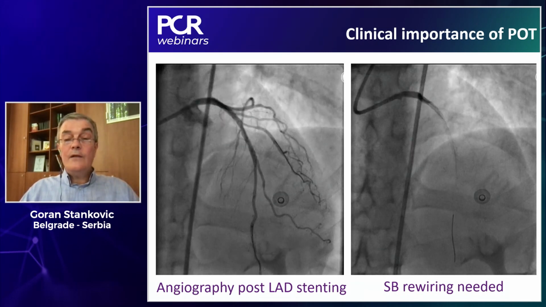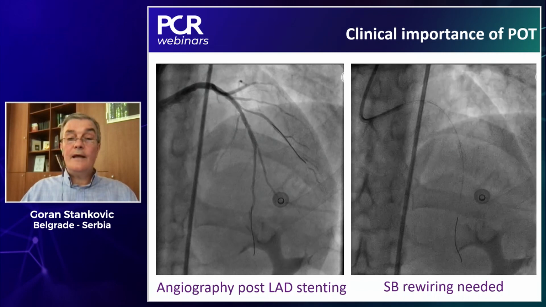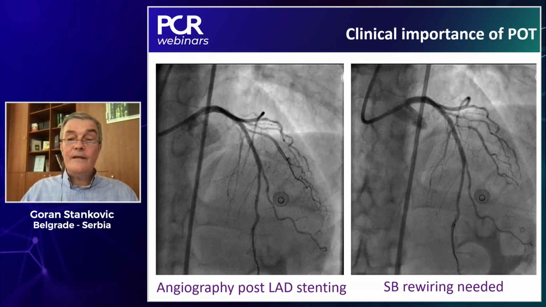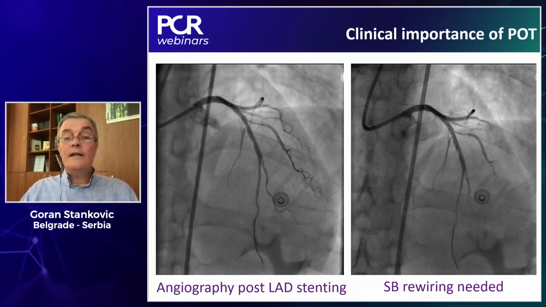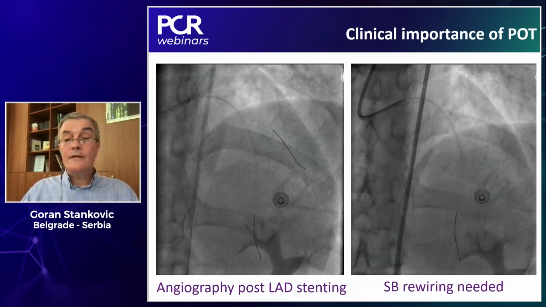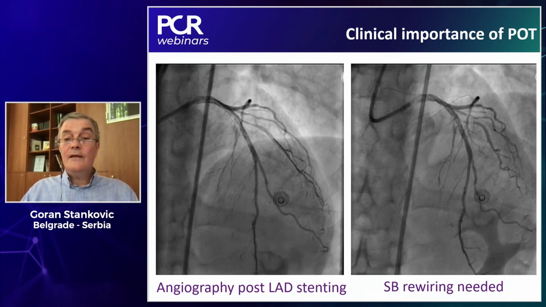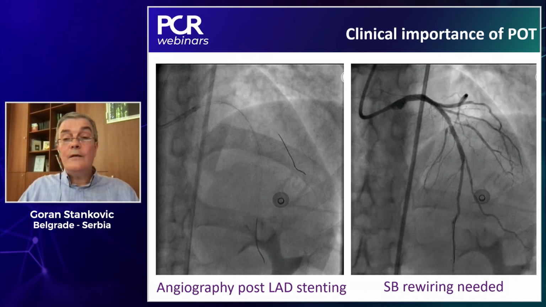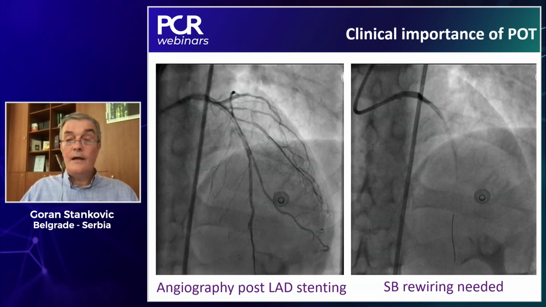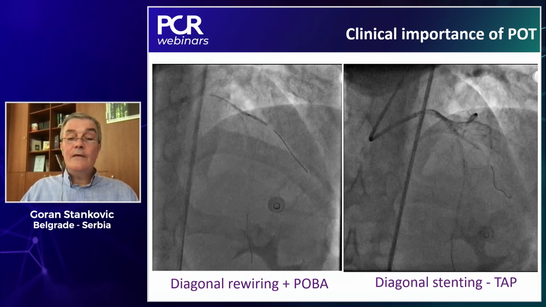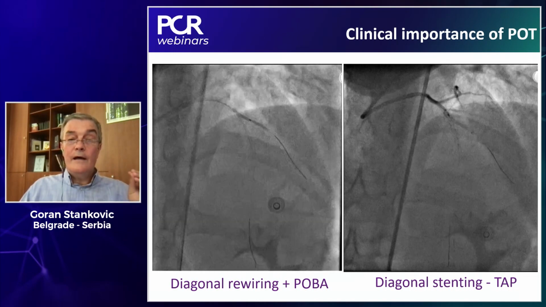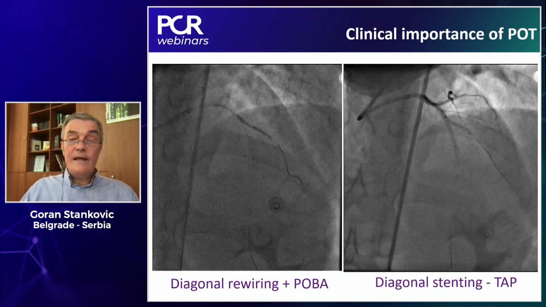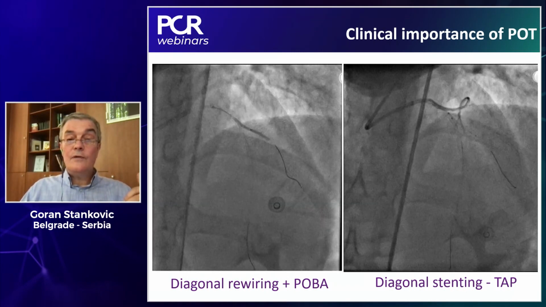However, when we tried to pull out the balloon from the LAD, of course without enough attention, we actually completely pulled out the wire from the diagonal. So you see that after stenting of the LAD, without our goal to do it, we lost the wire in the diagonal. And it was extremely difficult, with a lot of effort, to go back with the wire. And finally, we regained the access into the diagonal.